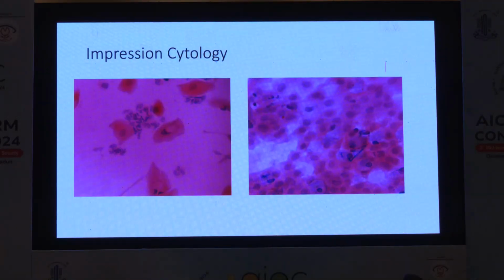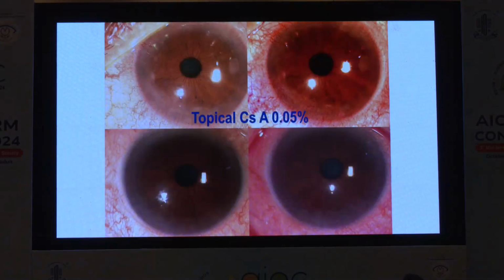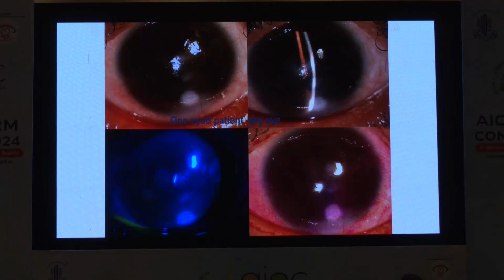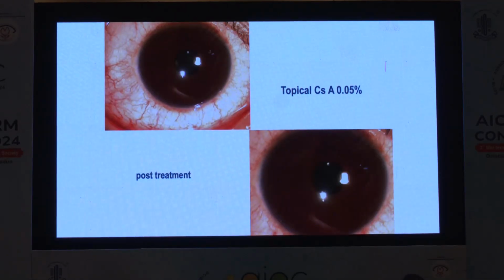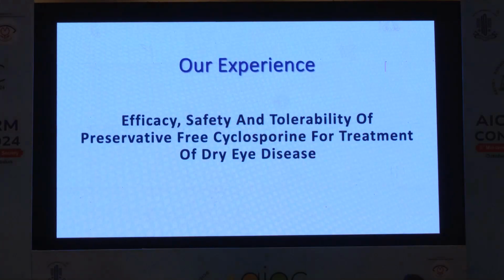Then impression cytology did show that the goblet cells became optimum after the treatment with Cyclosis PF, and this is yet another case which healed on topical cyclosporin 0.05%. This was a one-night patient with dry eye which was treated, and this was yet another patient with rheumatoid arthritis treated with Cyclosis PF with good results.